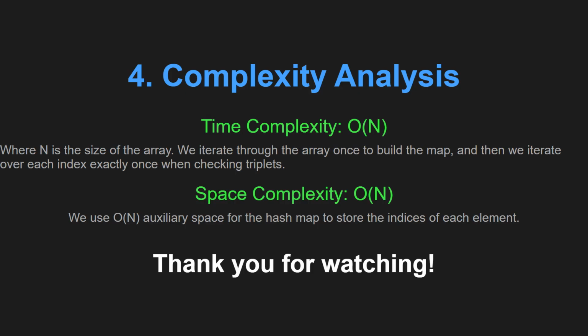To wrap up, let's discuss the complexity. The time complexity is O of n, because we traverse the array once to build the map, and the total number of inner loop iterations across all values is bounded by n. The space complexity is also O of n, as we allocate vectors to store the array indices.